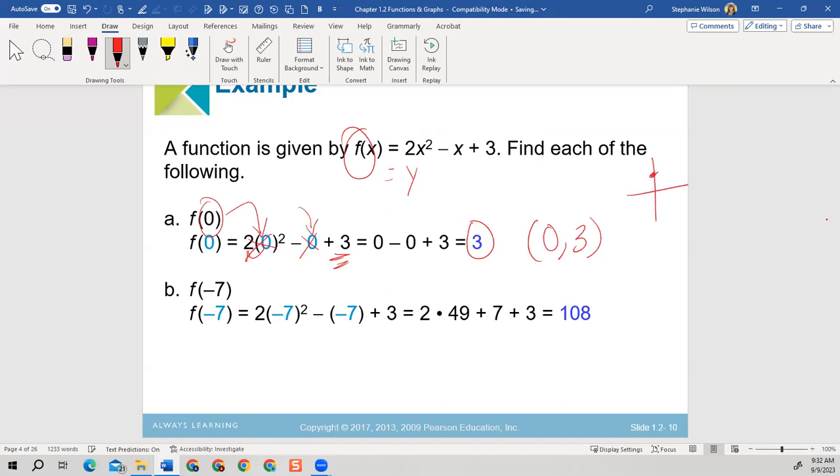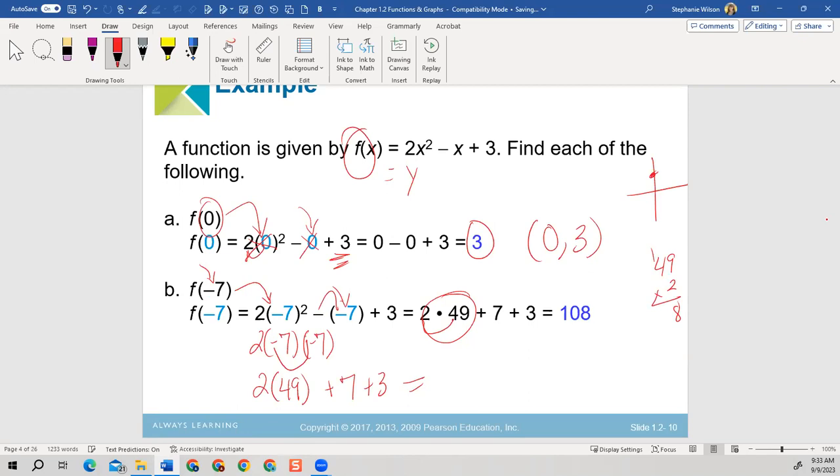0, 3. Okay. Now they said, well, what if it's f of -7, meaning everywhere I see X, I'm going to plug in -7. So now I have 2 times -7 squared, which is the same as saying -7 times -7. Negative times negative is positive. 7 times 7 is 49. And then I got negative times negative is positive. So next we're going to say, 2 times 49. So if we need to, we'll come over here, do our math.